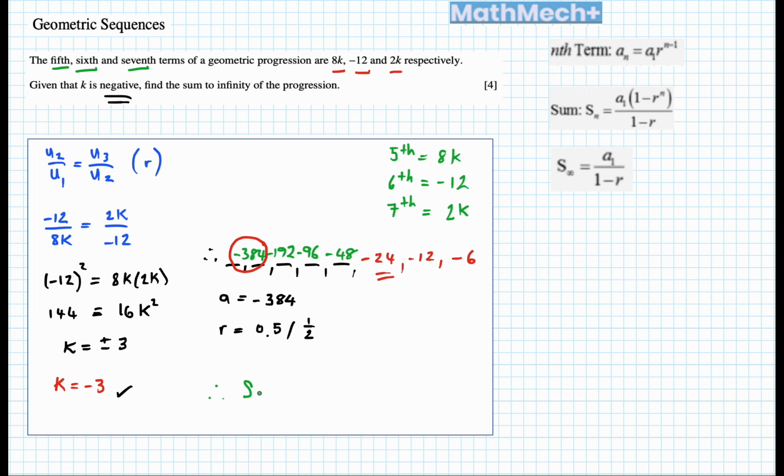Therefore, we start doing our sum to infinity. a, minus 384, divided by 1 minus the half, or 0.5. Plug it into your calculator and you should get that sum. So if you went and added them all together, you get minus 768. So your final answer is the sum to infinity of this progression.